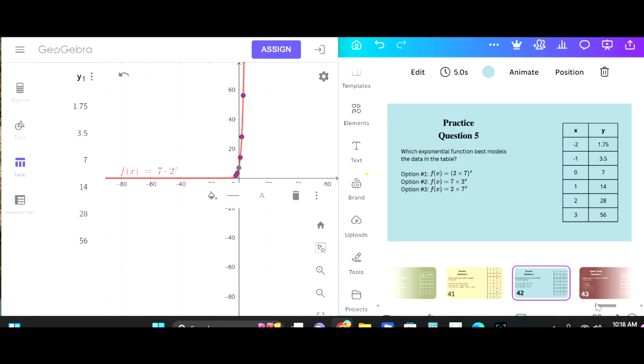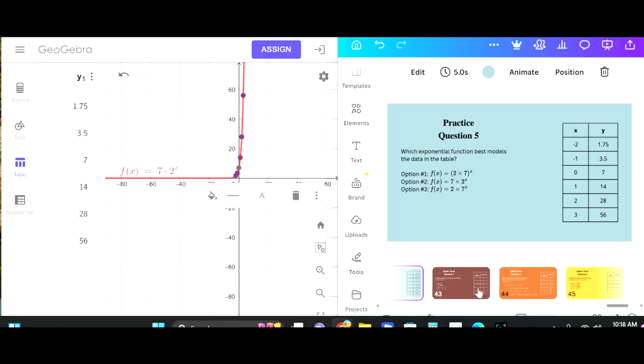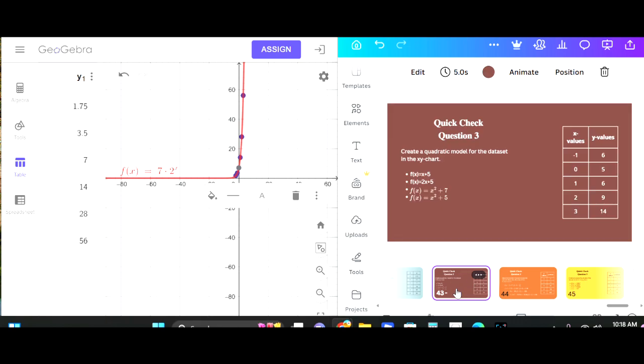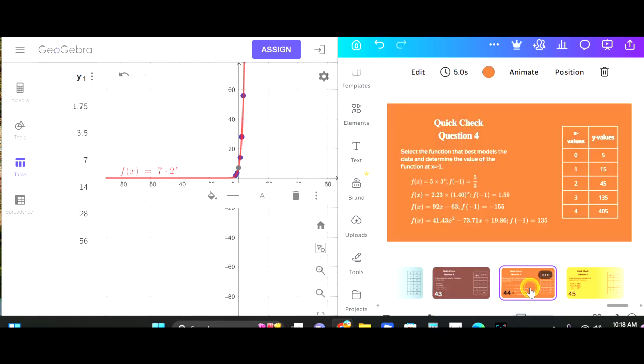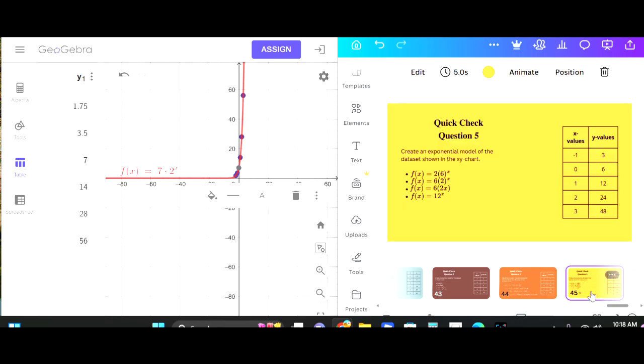Remember, they shuffle these options. Okay, quick check. Question 3. Create a quadratic model for the data set in the XY chart. You're going to do the exact same steps we've been doing. Enter it, figure out which has the best r squared value. And there's your answer. Same for question number 4. And then it wants you to find the value for x is equal to -1. So you'll find your formula, and then you'll put -1 in there and find your answer. And then quick check question number 5. Same exact thing that we've been doing this whole time.